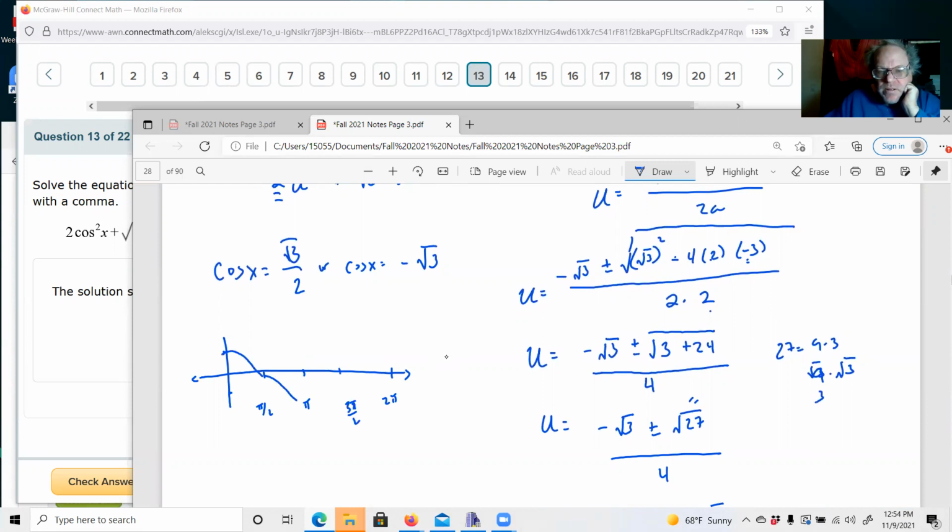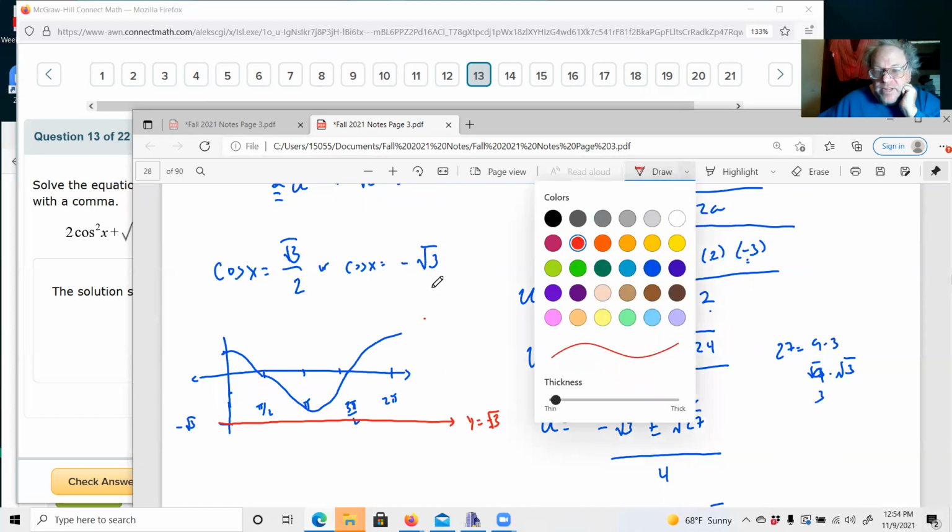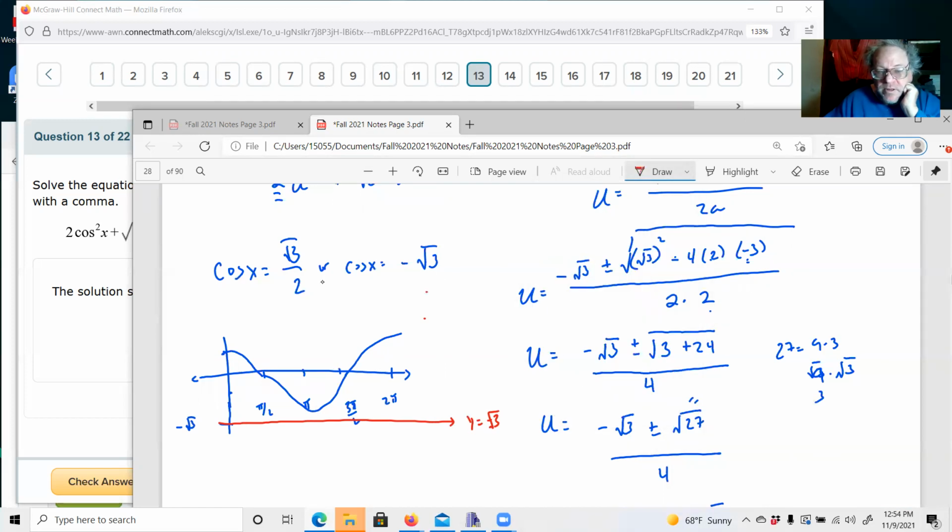So here we go. There's a cosine. I know that negative root 3 is negative 1.7 something. So here's my line, y equals negative root 3. Does the cosine intersect with that? No, it does not. So we don't have to worry about that one. Does it intersect with root 3 over 2? Well, root 3 over 2 is about 0.886. So it intersects here, and it intersects here.